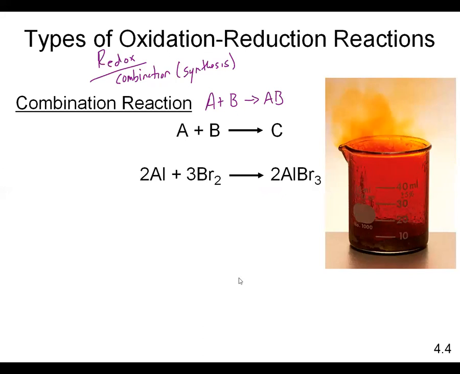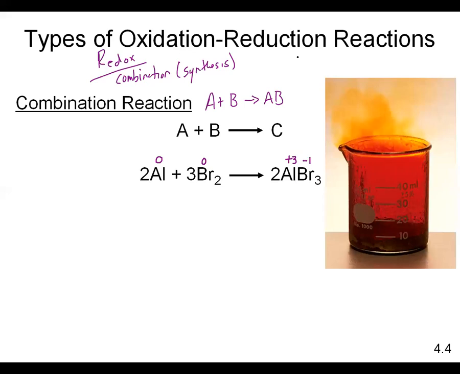So this is aluminum plus bromine gives us aluminum bromide, which is again, two things make one thing. This could be classified as a combination or synthesis reaction, but it also could be classified as a redox reaction. The aluminum here, which is by itself, has an oxidation state of 0. The aluminum, when it gets with the bromine, has an oxidation state of +3. The bromine here has an oxidation state of 0. The Br is -1 here.